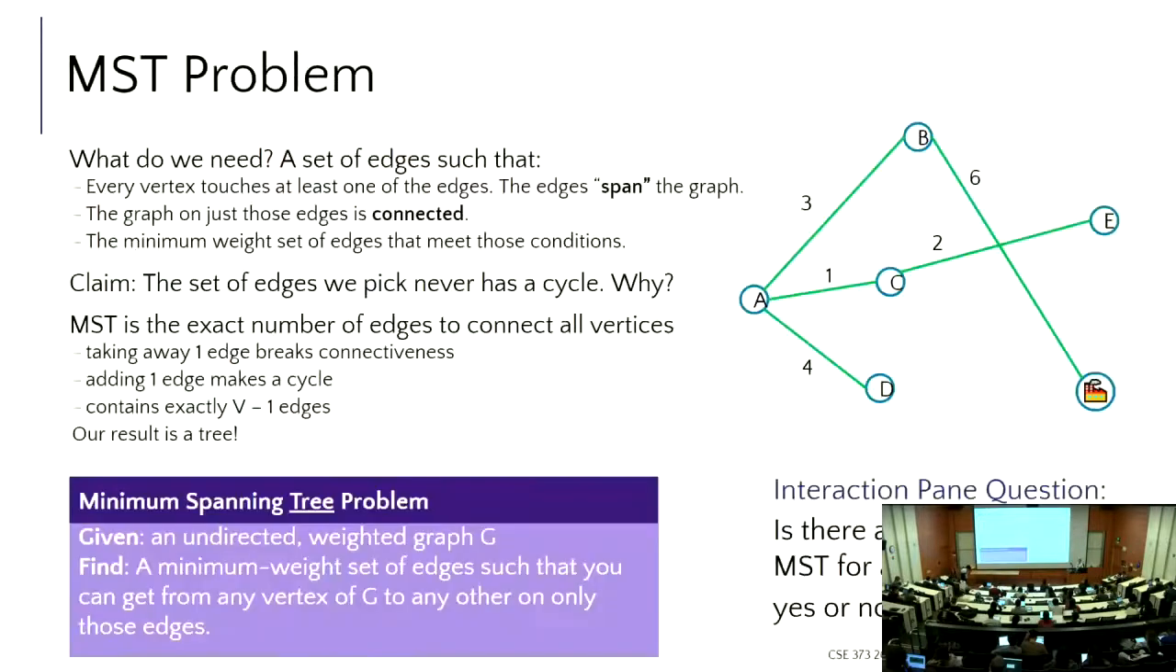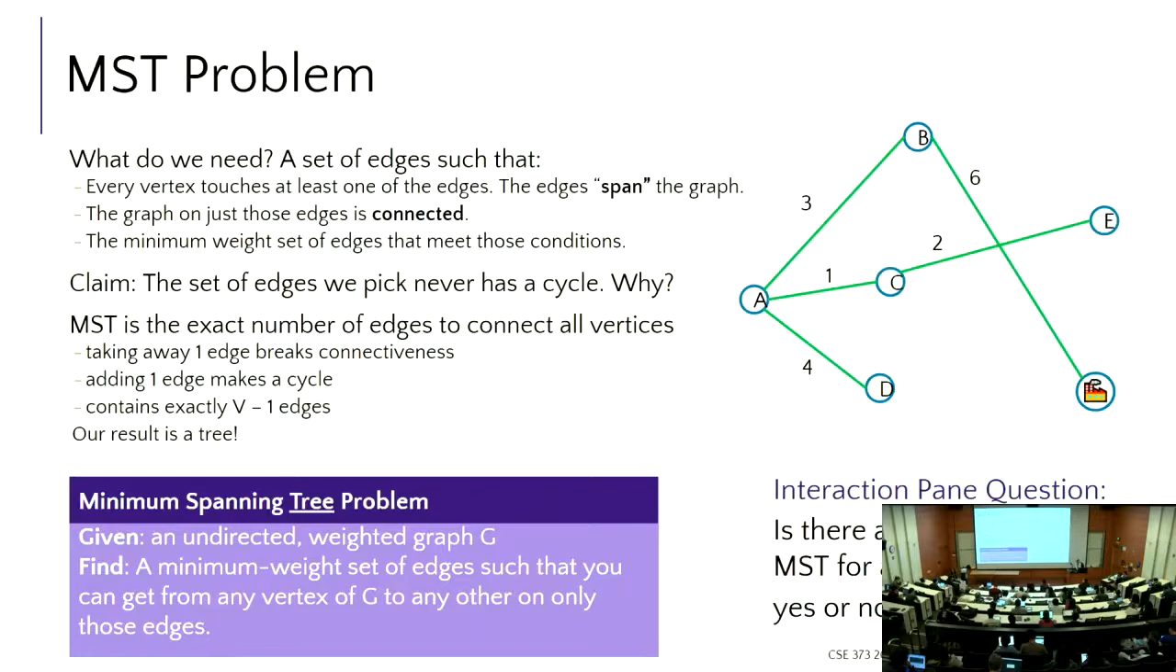Let's see. Out of interest, do we think there will always be a unique MST for a given graph? Is this going to be a totally unique deterministic set? Could there be multiple answers to this question? What do we think? Anyone have any ideas on that?